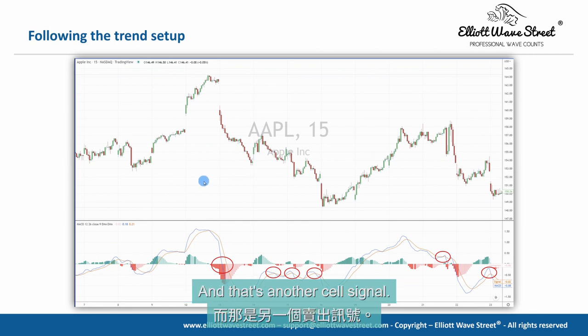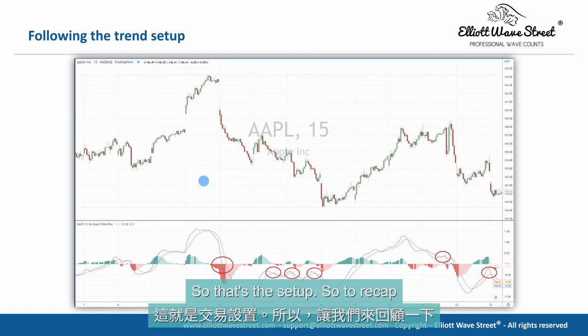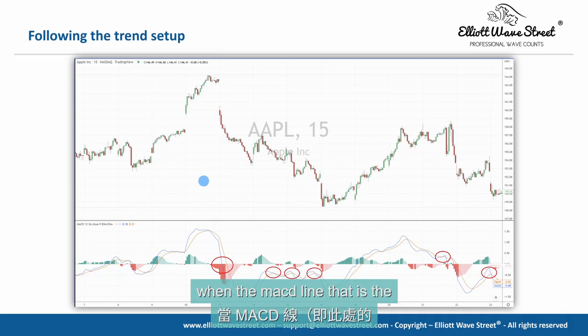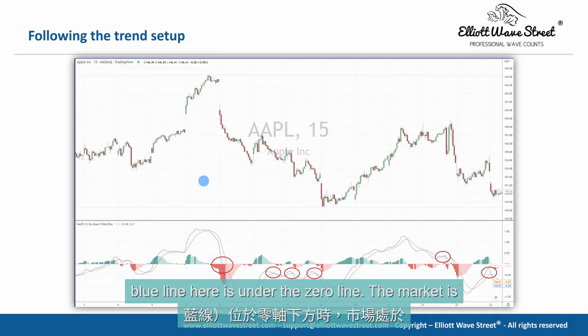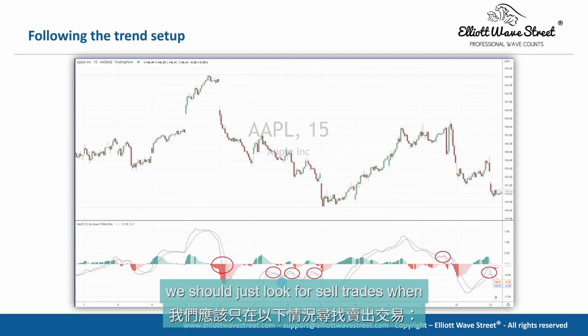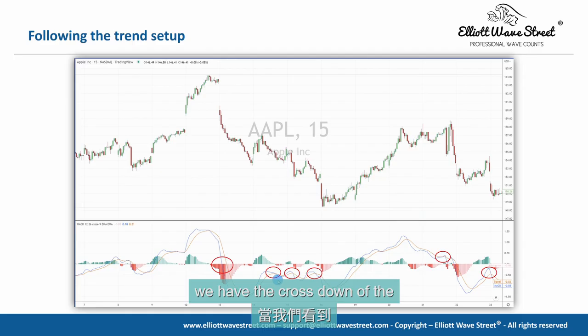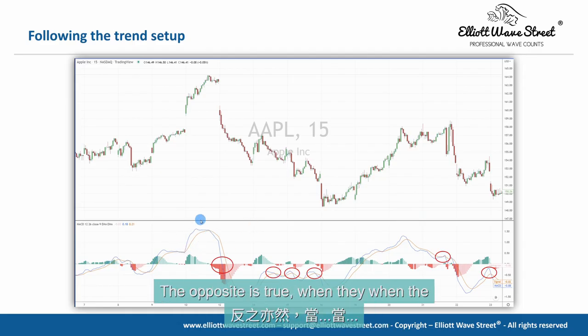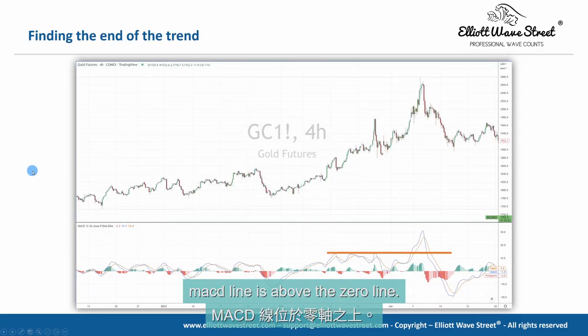So that's the setup. So to recap, when the MACD line, that is the blue line here, is under the 0 line, the market is bearish. When the MACD line is under the 0 line, we should just look for sell trades when we have the cross down of the MACD crossing down the signal line. The opposite is true when the MACD line is above the 0 line.